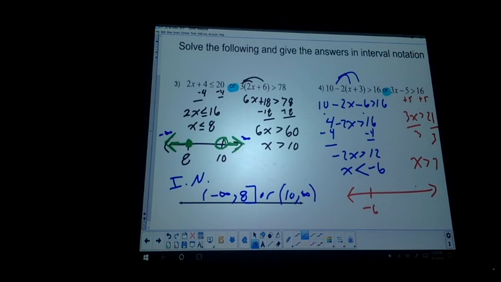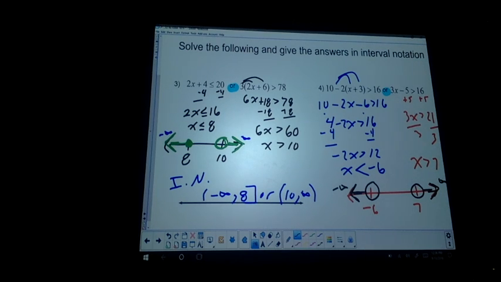Negative 6 here, 7 here, 0 somewhere in between. Agree? Open dot at negative 6 or close dot? Open. Shading left or right? Left, I want values that are less than that. Open or close dot at 7? Shading right or left? Okay? So remember, this one's going to negative infinity, and this one's going to positive infinity.